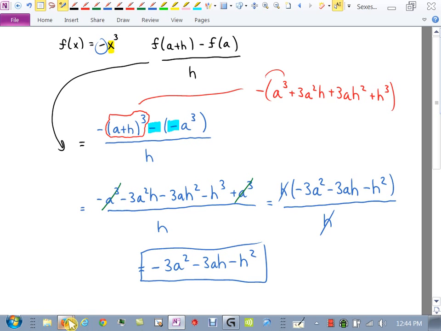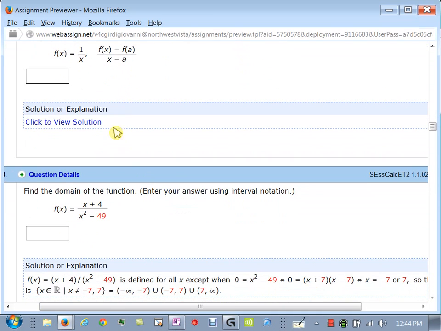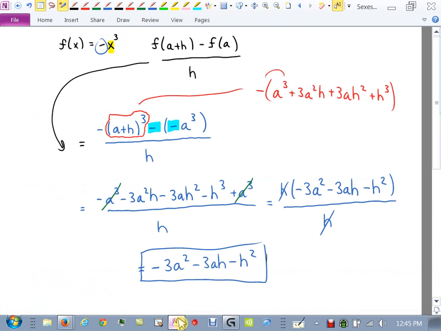All right, let's look at the next one. Same sort of thing. I want to find now this difference quotient. So f of x minus f of a over x minus a, and I'm doing that for this function. So let's work on that.